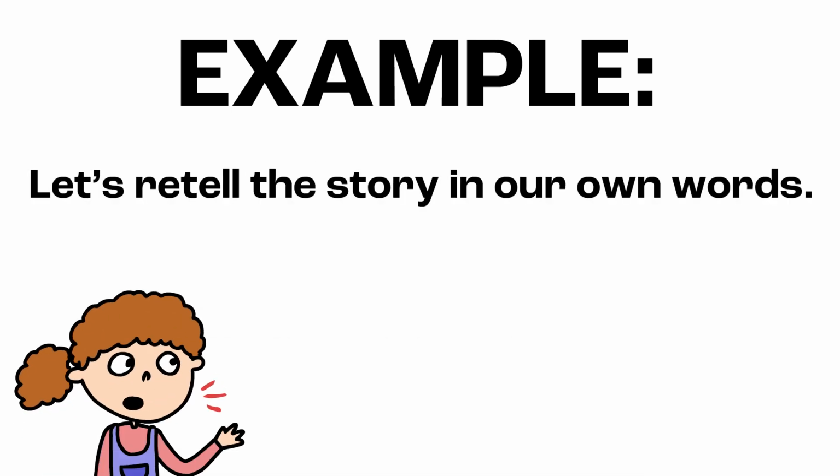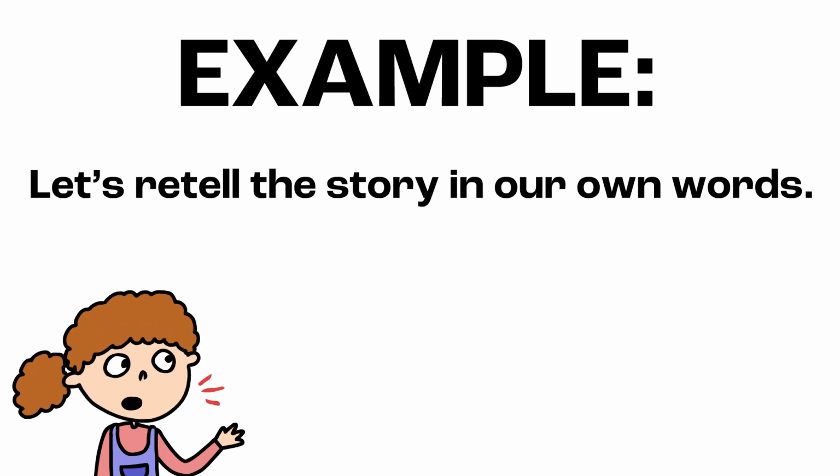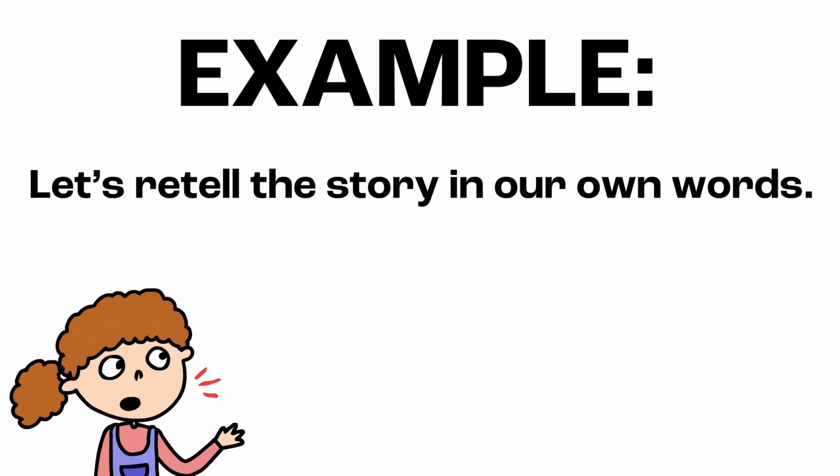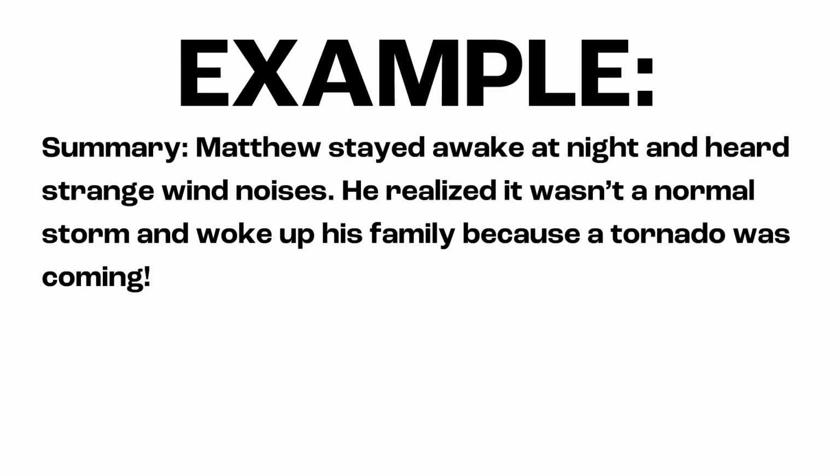Lastly, let's retell the story in our own words. Remember, we are telling a shortened version of the story with only the important details. Here is our summary. Matthew stayed awake at night and heard strange wind noises. He realized that it wasn't a normal storm and woke his family because a tornado was coming.